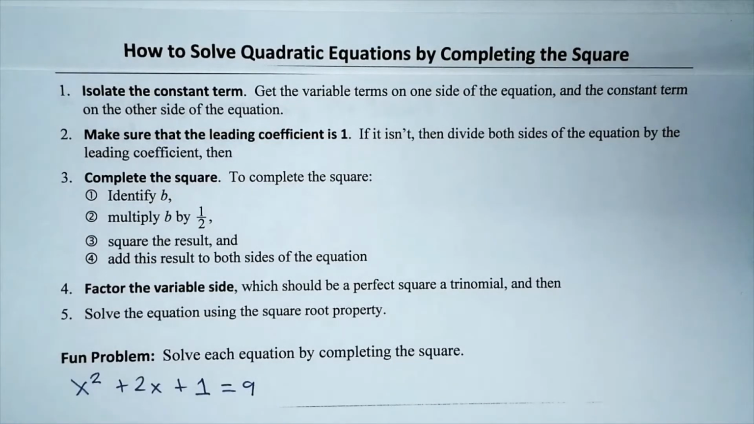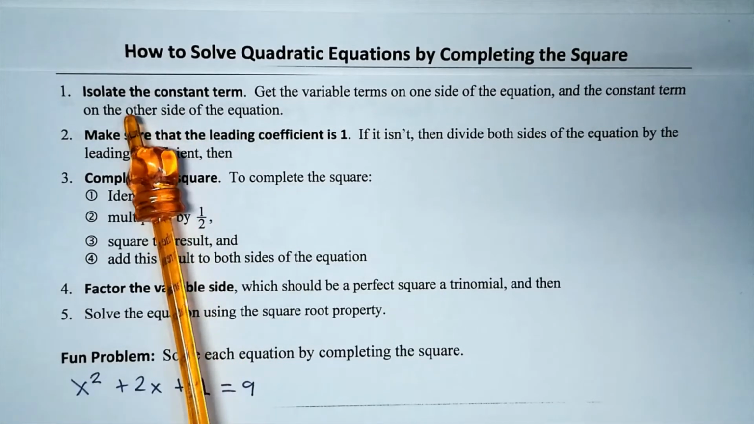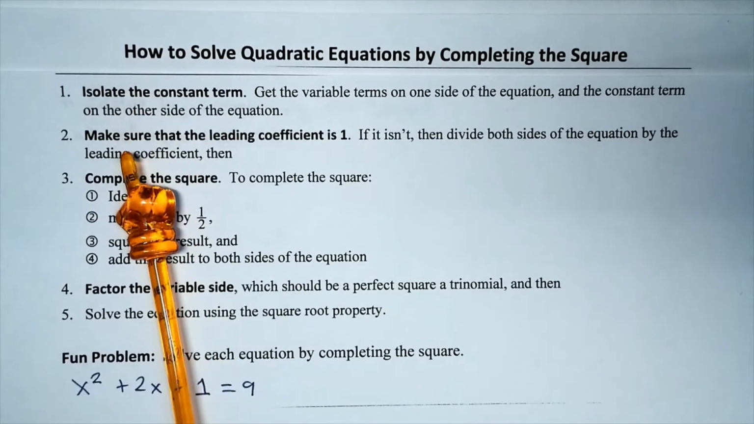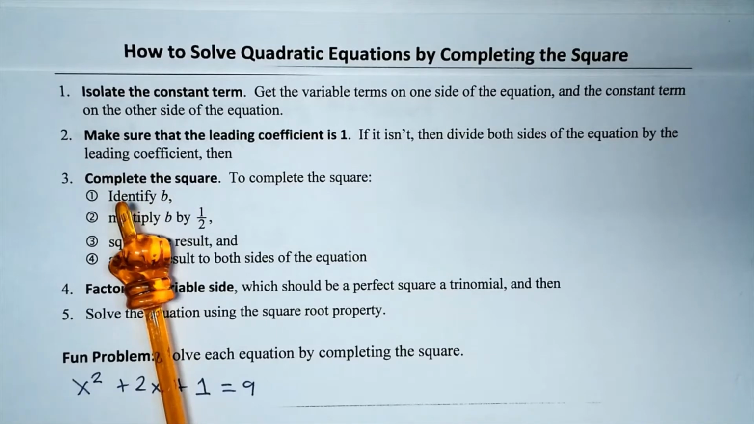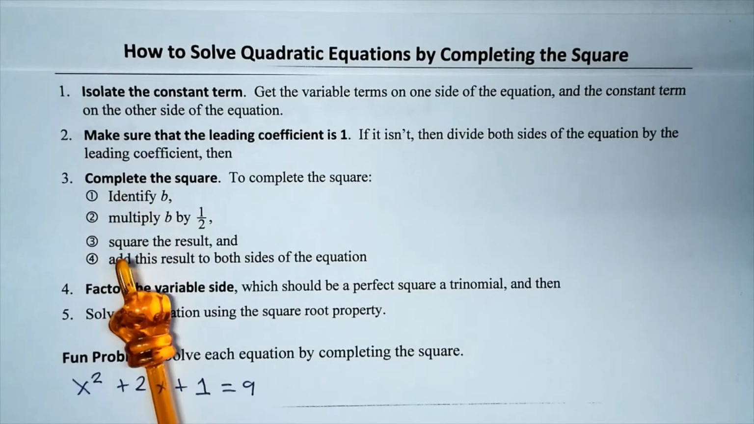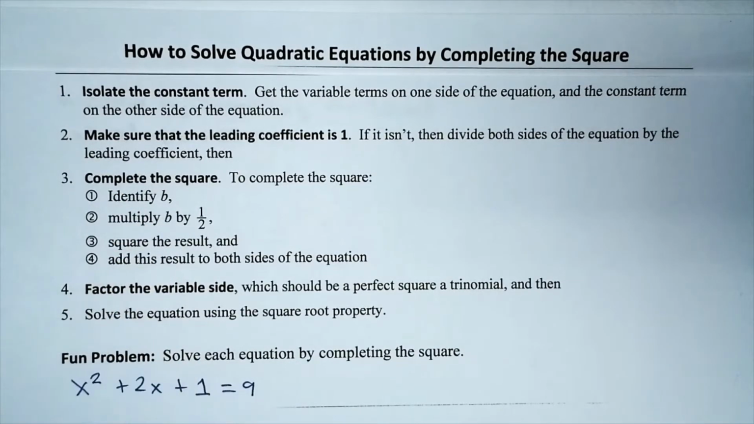Guys, today we're going to be solving quadratic equations by completing the square. When we solve a quadratic equation by completing the square, we have two prerequisite steps. The first one, we have to isolate the constant term, and then the second, we have to make sure that the leading coefficient is 1. Once those two things have been met, then we can work our magic to complete the square, which is a 4-step process. So let's go ahead and do this.